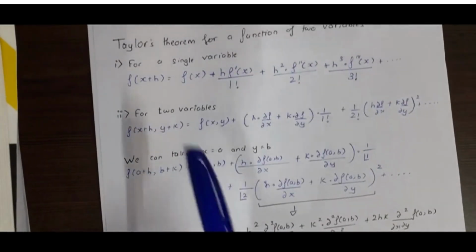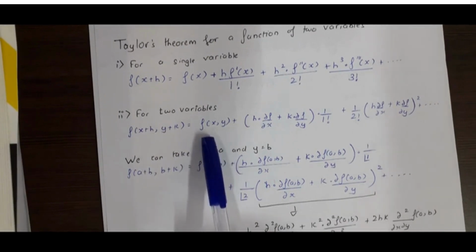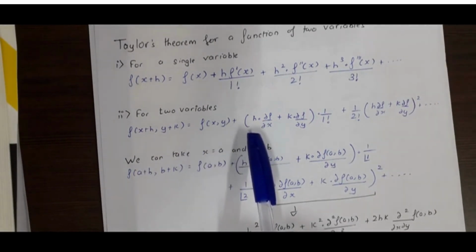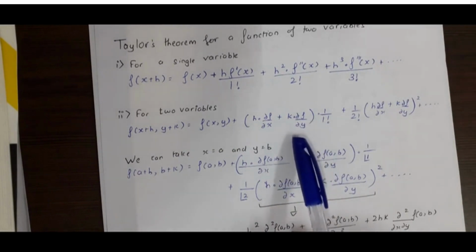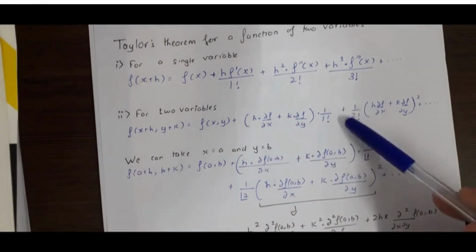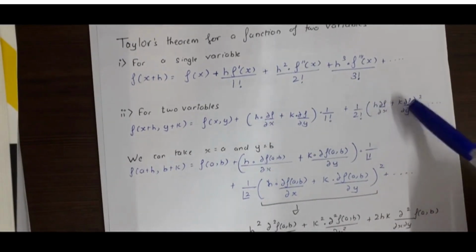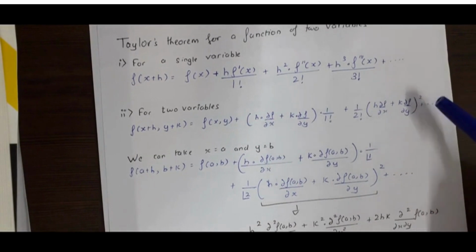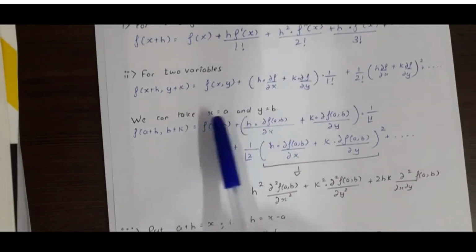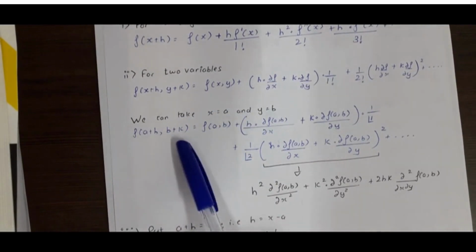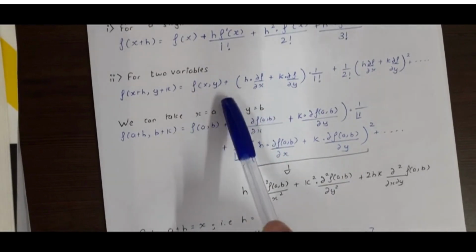Now for two variables, you will have x and y. So you can take x plus h and y plus k. So here we'll have f of x comma y plus h times the derivative with respect to x plus k times the derivative with respect to y times 1 by 1 factorial plus 1 by 2 factorial h dou f by dou x plus k dou f by dou y the whole square plus and so on. Now we can take x as a and y as b, so this becomes a plus h and b plus k. And everywhere else you just replace x with a and y with b.